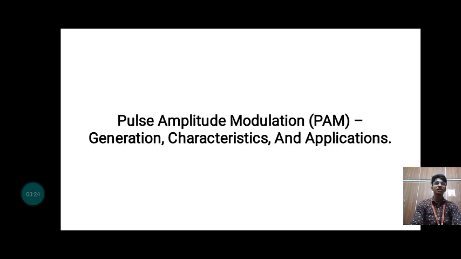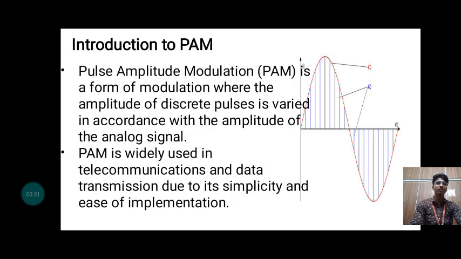Pulse amplitude modulation. In pulse amplitude modulation, we will discuss generation, characteristics and applications. Introduction to PAM. Pulse amplitude modulation is a form of modulation where the amplitude of discrete pulses is varied in accordance with the amplitude of the analog signal. PAM is widely used in telecommunication and data transmission for its simplicity and ease of implementation.